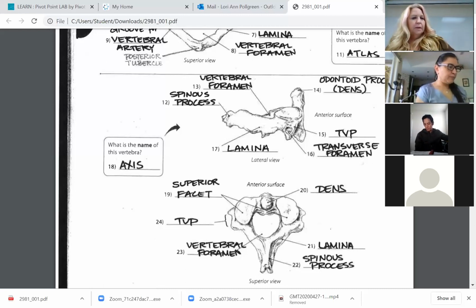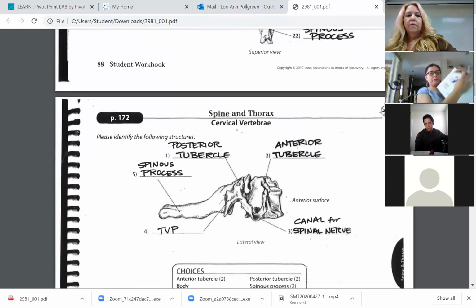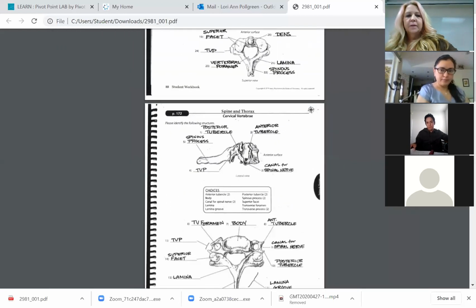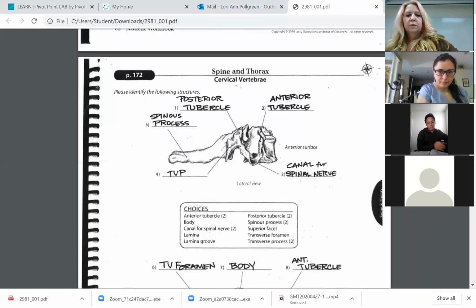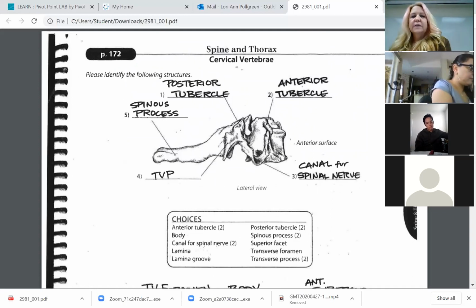next diagram. So now after C1 and C2, the rest of the cervical vertebrae look the same. So we're looking at that. Is it better for you guys when I zoom it in a little? All right. So we're looking at that lateral view, posterior tubercle, kind of hard to see there, but a little bump in the back. And if we have a posterior tubercle, then it makes sense that we'll have an anterior tubercle.